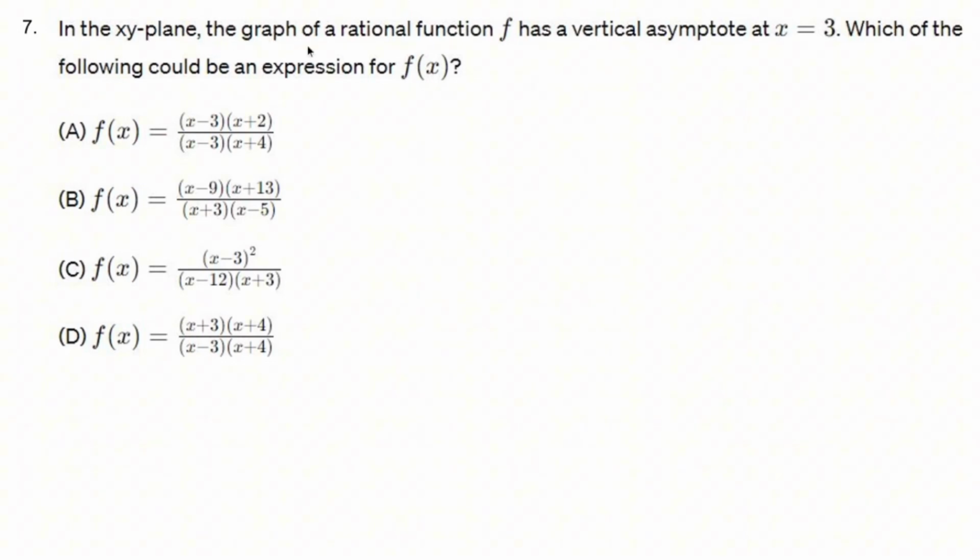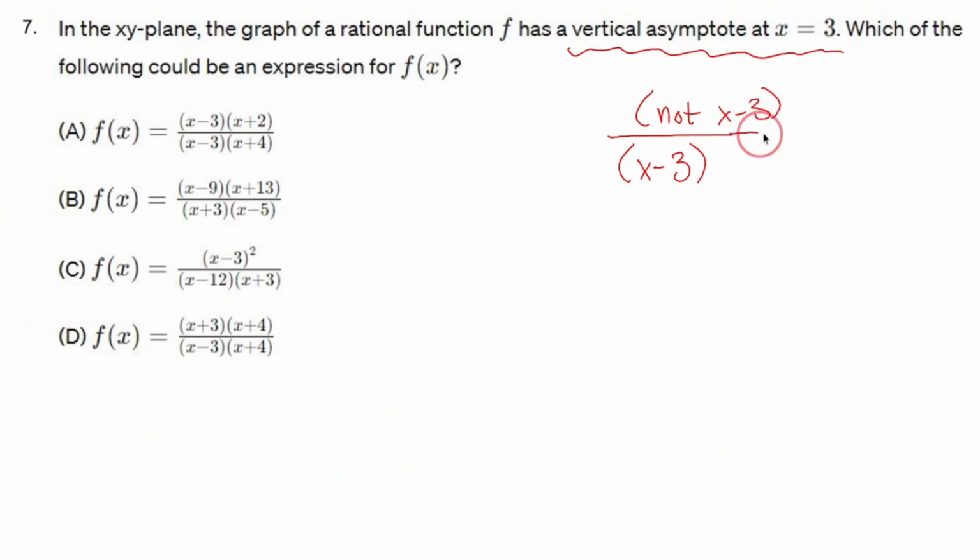xy plane, the graph of a rational function f has a vertical asymptote at x equals 3. Which of the following could be the expression for f of x? Now, if a vertical asymptote lives at x equals 3, that means there must be an x minus 3 living somewhere in the denominator and not an x minus 3 living somewhere in the numerator.